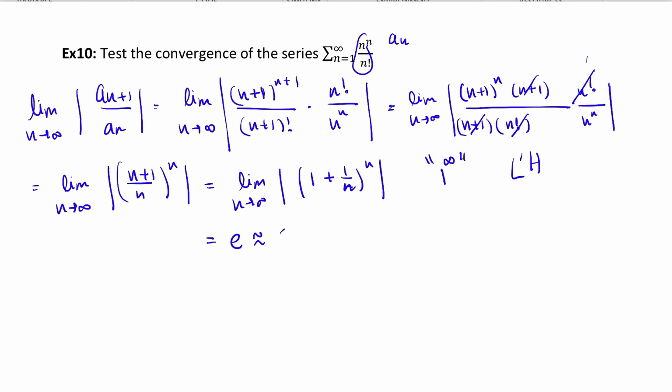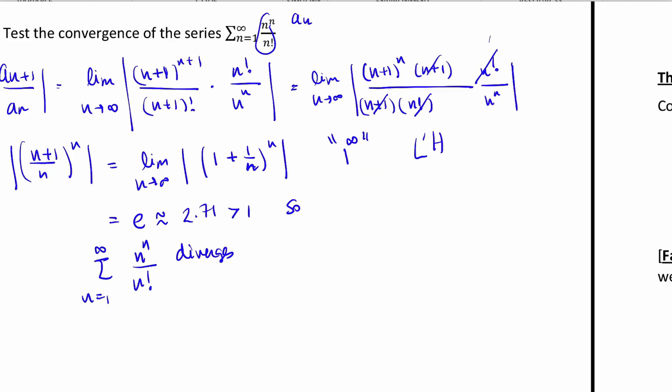Well, e is equal to 2.71 something, larger than 1. That tells us that this series diverges. So the sum from n equals 1 to infinity of n^n over n! diverges. Interesting. Okay, what else do we have?